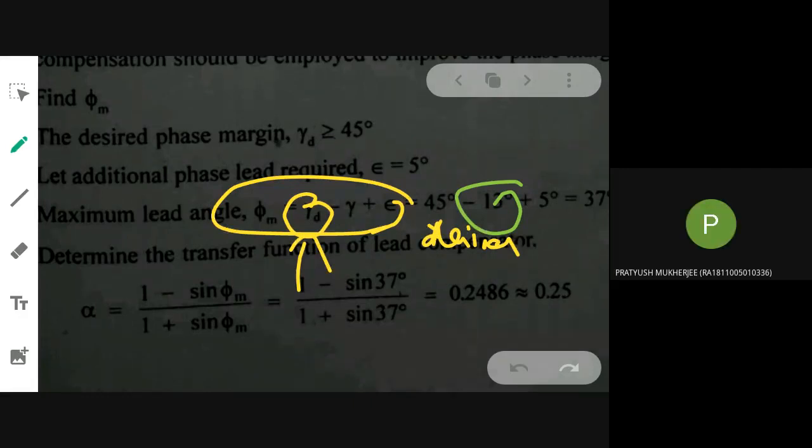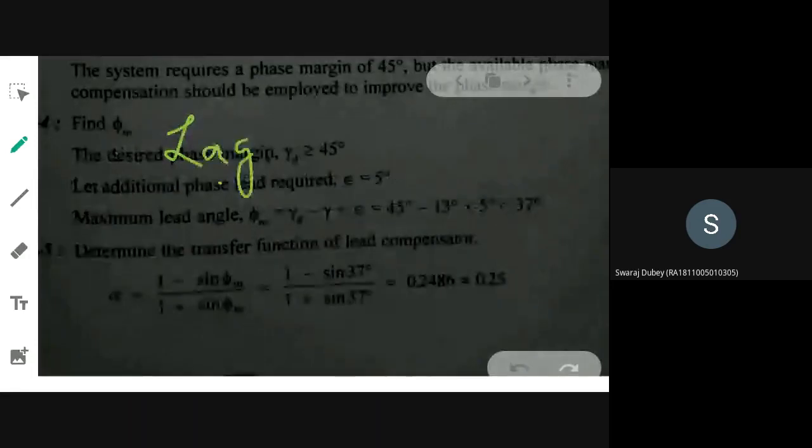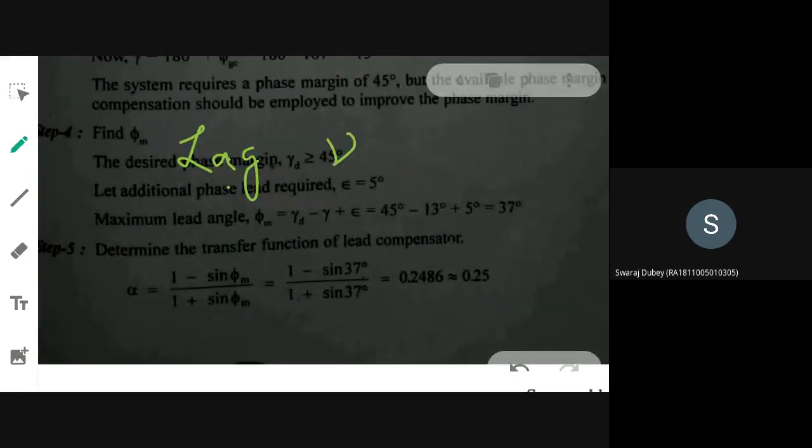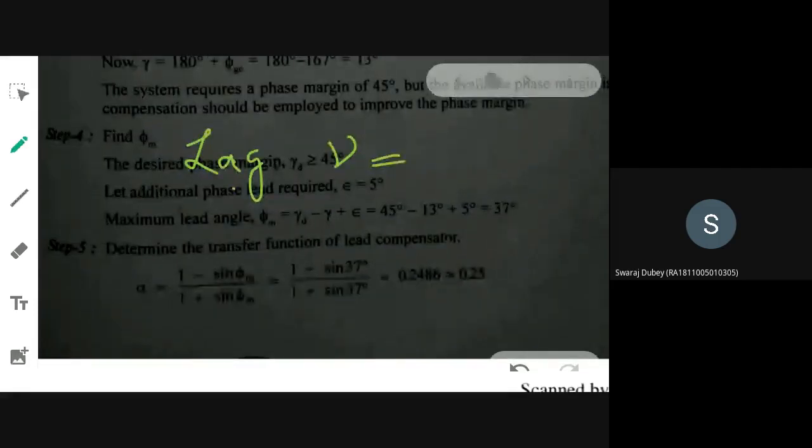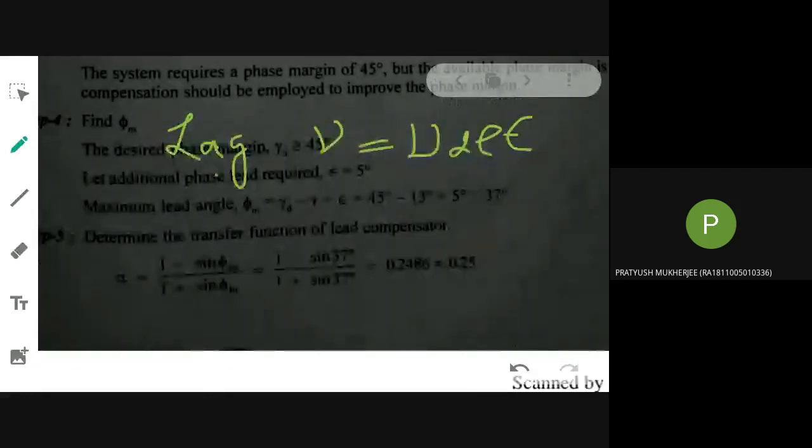What is the formula for lag and what is the formula for lead that you will use? For lag, gamma compensated system is gamma D plus epsilon, equal to gamma D plus epsilon. And for lead, it is gamma D minus gamma plus epsilon. That is a change you have to remember. Don't forget. So this is for a lag compensator. For a lead compensator, phi m you have to find.